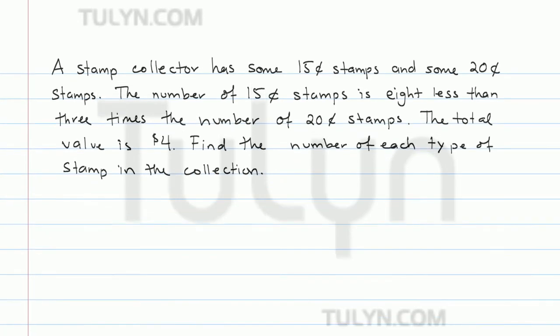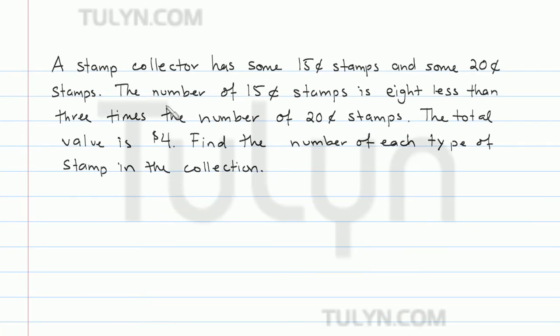Okay, so the first thing we have to do is label our variables, right? We know that we can write the number of 15-cent stamps in terms of the number of 20-cent stamps, so the number of 15-cent stamps is dependent on the number of 20-cent stamps. So we want to let x be the number of 20-cent stamps.